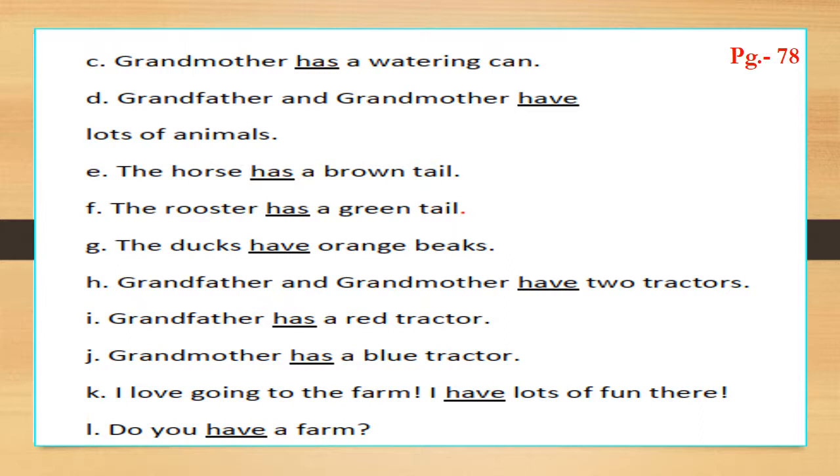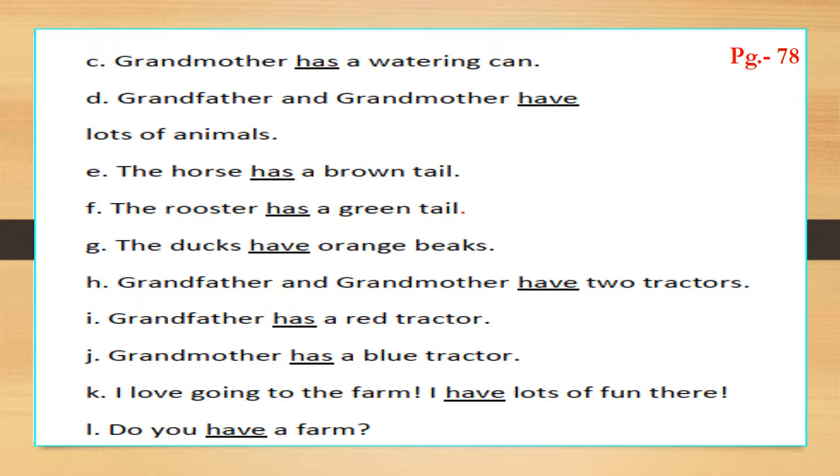Next sentence is, grandfather and grandmother have lots of animals. Because here grandfather and grandmother, plural subject. Let's see E part. The horse has a brown tail. So here horse is singular. So with the singular subject, we will write has.